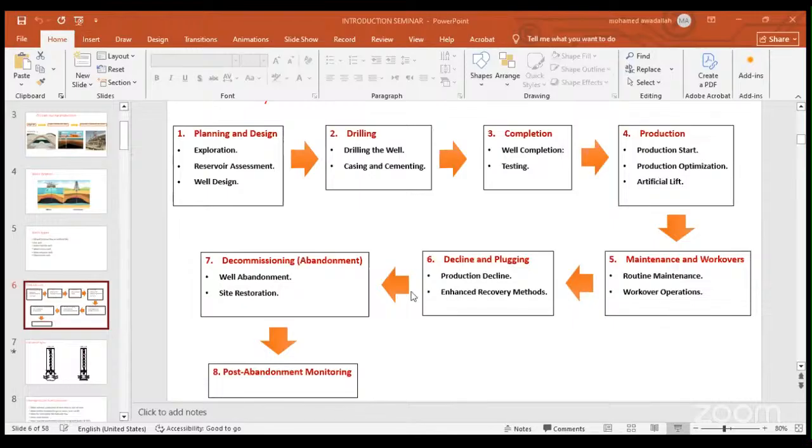Then when the well comes to its end and the water cut increases to 100%, or it becomes dead and can't produce even with artificial lift, we reach the plugging or abandonment stage. After the abandonment, we retrieve the tubing, perform cementing for the well, and perform some monitoring to confirm that there is no leakage or anything that reaches the surface after securing. So the life cycle for any well starts from planning and design, drilling, completion, production, maintenance and workover, plugging, and ends up with decommissioning and post-abandonment monitoring.